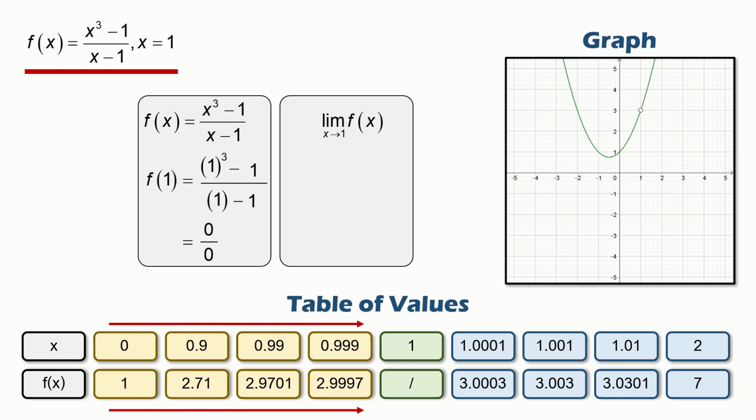Take note of a number that the function is getting closer to. Yes, it is getting closer to 3. On the other side, the function is behaving the same way when its x value is getting closer from the right side. Observe the table of values. The function is getting closer to 3 as its x gets closer to 1 as possible from the right side. Thus, the limit of the function as x approaches 1 is 3.